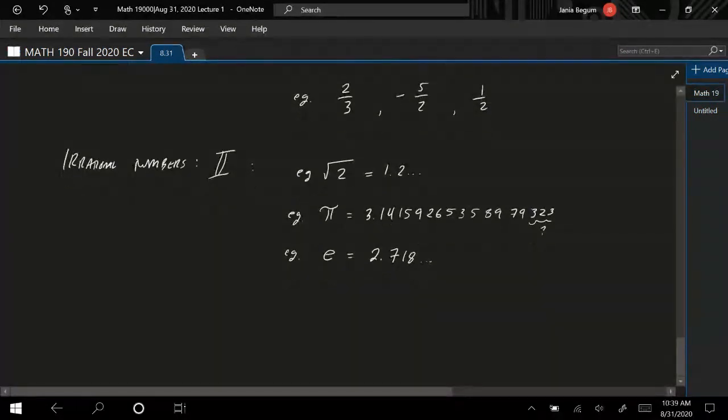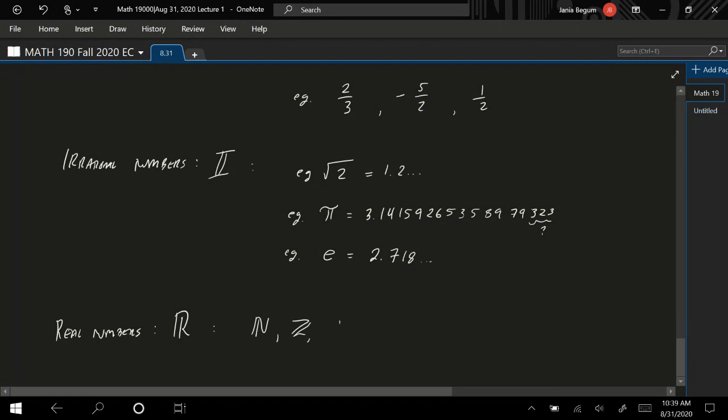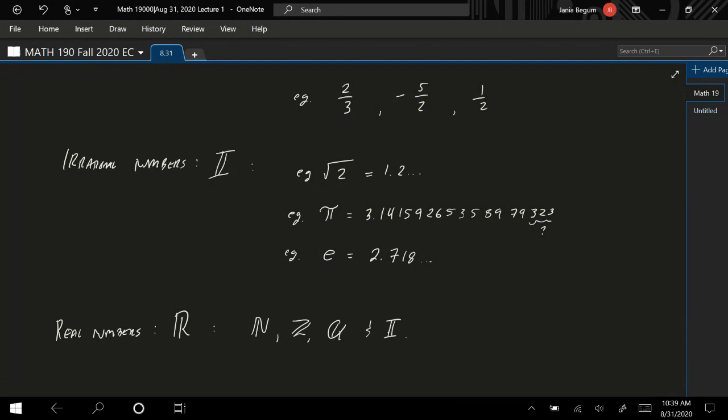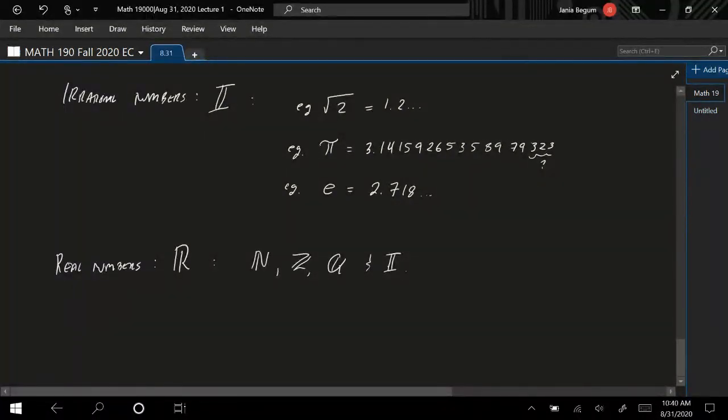Okay. Now, after we have constructed the irrational numbers, putting all of these together, we are able to create the real numbers. Real numbers are denoted by big R. The real number system is composed of natural numbers, integers, rationals, and irrationals. Altogether, we call them real numbers. Now, if you look at real numbers, they're really well structured and they're in order.